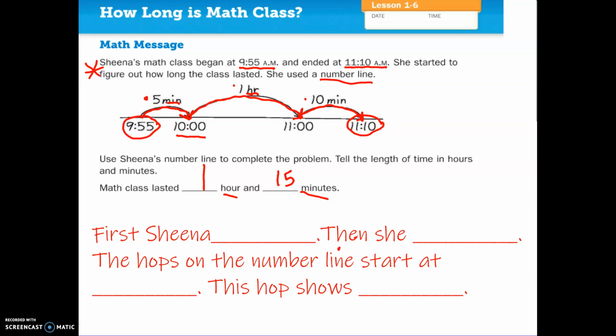So when you are trying to find how long something was, or the elapsed time of something, you want to use a number line. It's a great tool. And at the beginning, you write down the time something starts. At the end, you write down the time something ends. And then you do your hops. And your hops are going to be big enough to get to either the next hour or to the next half hour. Sometimes they're just hops that are going to work for you.